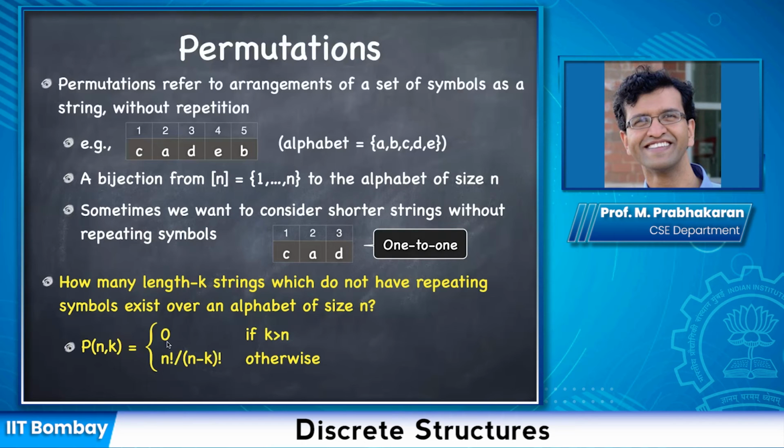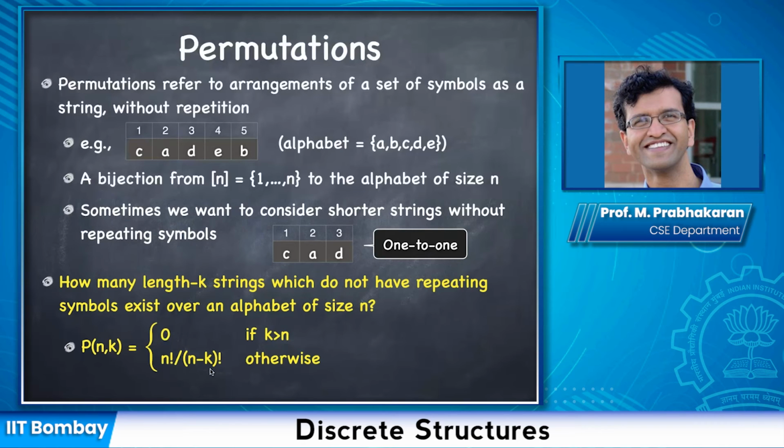So if k is greater than n, it's clearly 0, because there are no strings of length larger than n without repetition of characters. If your string is longer than the size of the alphabet, then you must repeat some character in there. So there are no such strings. So P(n,k) is 0 when k is greater than n.